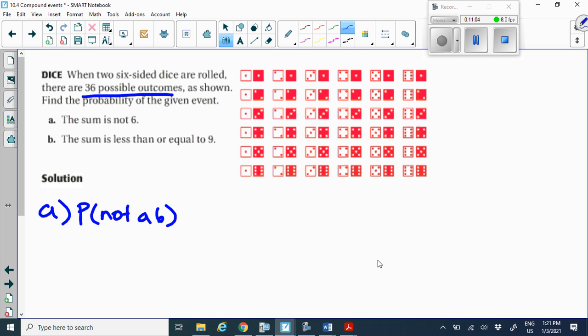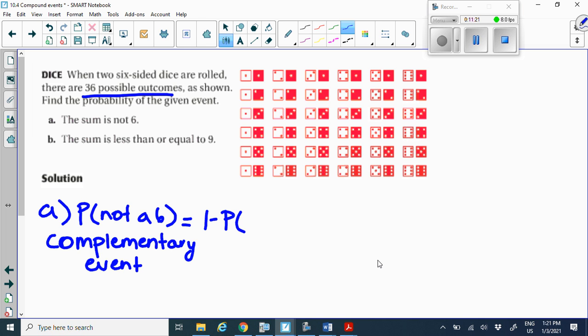So this is kind of like our complementary event. So anytime it's complementary, that means what you're going to see is not or no or something like that. So to do that, we're going to do 1 minus the probability the sum is a 6.